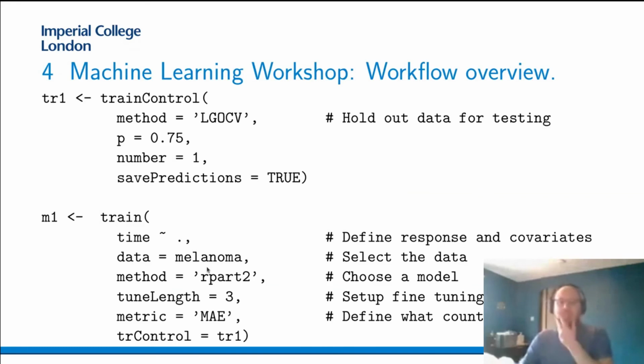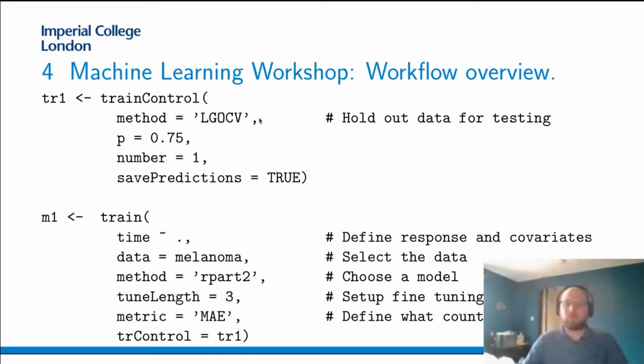So this is the skeleton, like I say, for the whole course. Some of this might look quite familiar, hopefully. This is a normal formula interface like you'd use in the lm function or the glm function. We're going to be using a column called time as our response variable, and we're going to use all the other columns in the data frame as our covariates. And our data set is this object called melanoma.